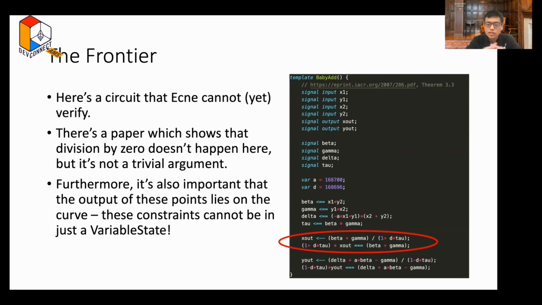Furthermore, this also shows the limitation of our approach, which is that to show that 1 plus d times tau is non-zero, you need to use the fact that x1 and y1 lie on an elliptic curve, which is not something you can express in a variable state, because variable states only concern single variables, whereas this point lies on a curve concerns two variables.